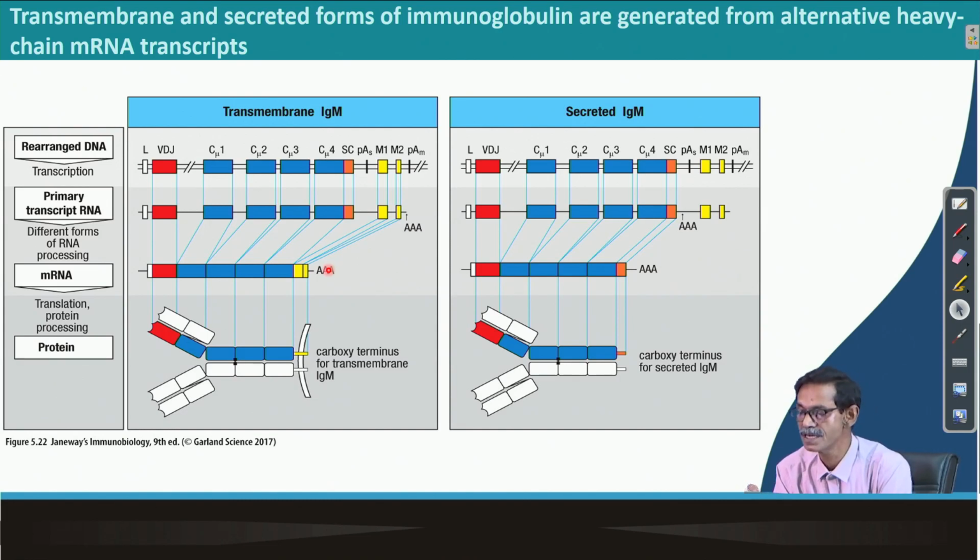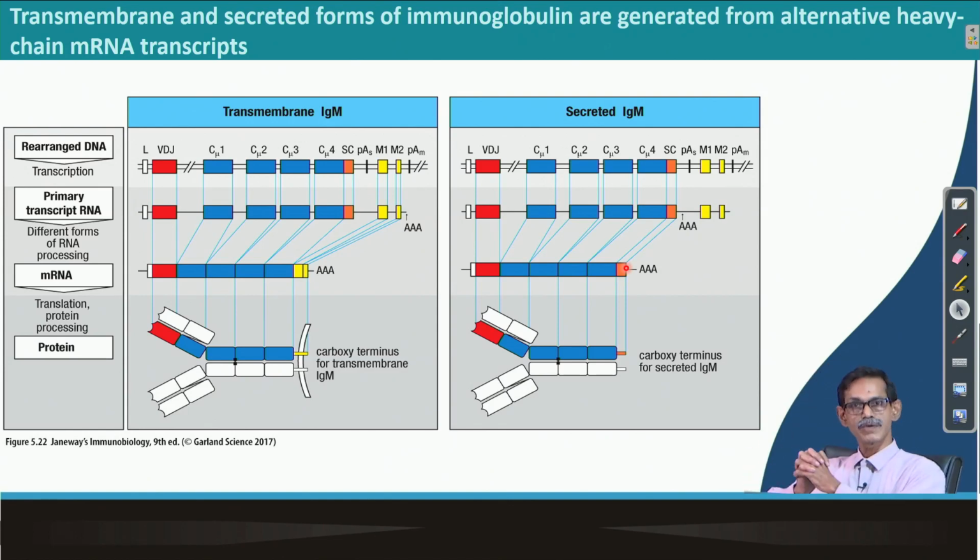What splicing is happening here? Here is what is happening. Instead of M1 and M2, this SC portion, which is the secreted IgM portion, which is not as big as this whole transmembrane domain, but has a little tail, and this PAS, which is the polyadenylation signal, is coming. So, here what is happening? Same VDJ, same IgM constant domain, but instead of M1 and M2, this SC portion is coming. Okay.